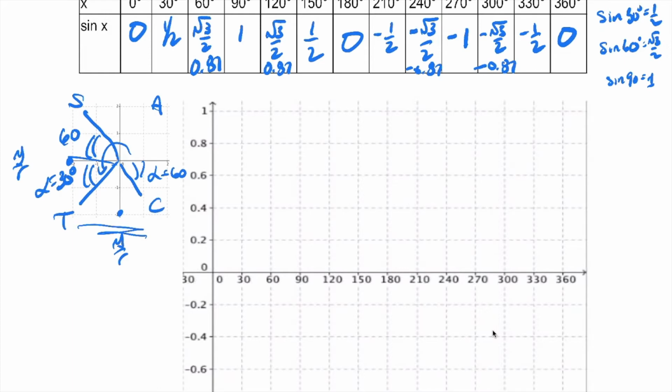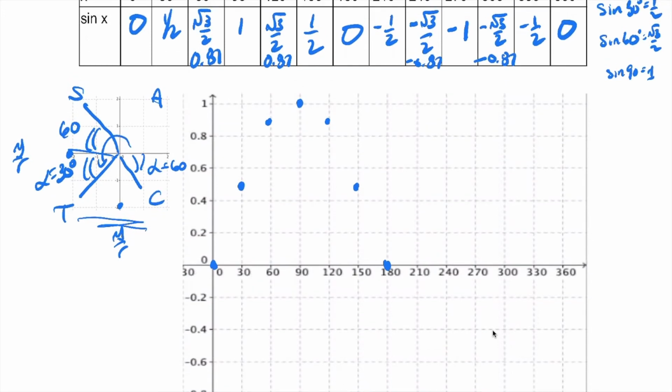So here we got 0, 0, 30, 1/2, so there's a half roughly right there. 60 and 0.87, so roughly almost 0.9, maybe right there. And at 90 we hit 1. Then at 120 we hit 0.87 again. At 150 we're going to hit 1/2. And at 180 we're going to hit 0.